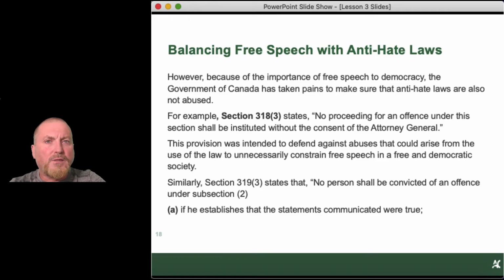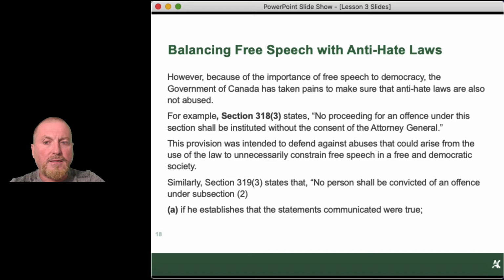Because of the importance of free speech to democracy, the Government of Canada has taken pains to make sure that anti-hate laws are also not abused. For example, Section 318.3 states, no proceeding for an offense under this section shall be instituted without the consent of the Attorney General. Why do we do that? Well, because of the value placed on free speech in a liberal democracy, we need to make sure that the controls on free speech are not unjustified, that they are in fact reasonable in the context of a liberal democracy. This provision was intended to defend against abuses that could arise from the use of the law to unnecessarily constrain free speech in a free and democratic society.